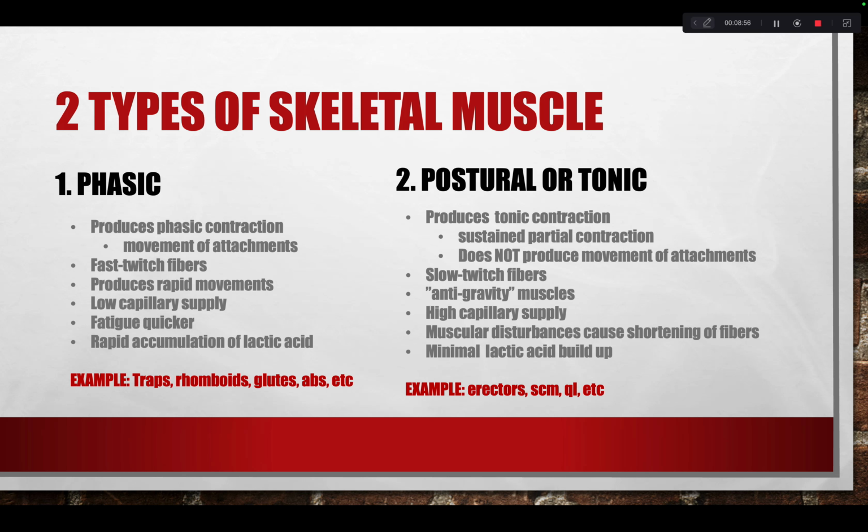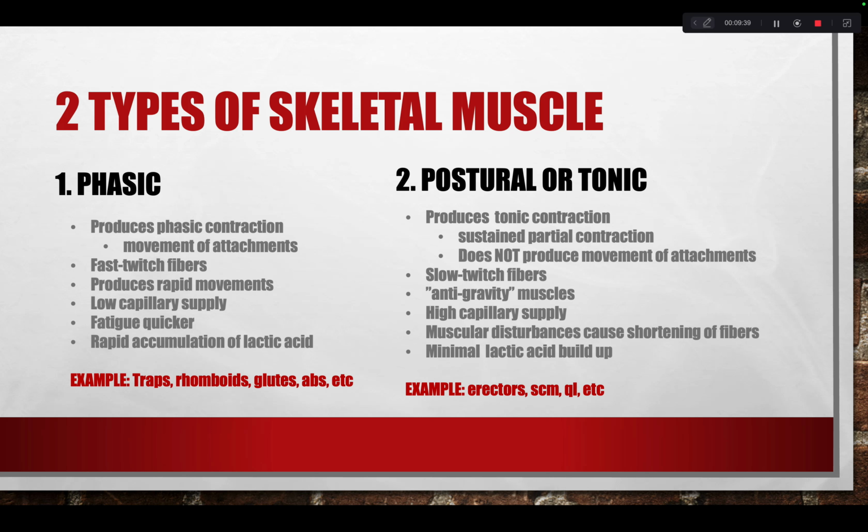They tend to have a high capillary supply. We need a lot of blood going to those muscles because it is staying in a partially contracted state. And also with this, we have muscular disturbances. So this can cause shortening of the fibers. This is why when someone has postural issues, with time, those fibers become shortened, and then the opposite fibers might become weak. And then you now have an imbalance or dysfunction with your symmetry, right?